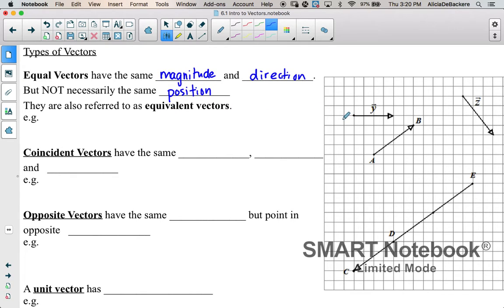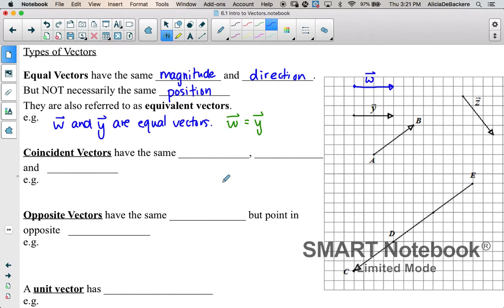In my picture here, if I had a vector y here and I wanted to draw an equal vector, I could draw it here and say this is vector w, and now w and y are equivalent or equal vectors. In a math statement, when they're equal vectors, even though the position is not the same, I can write that w is equal to y.